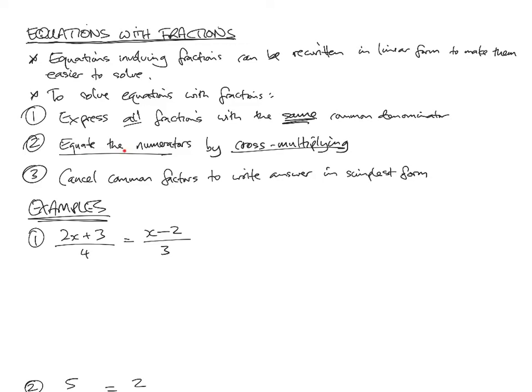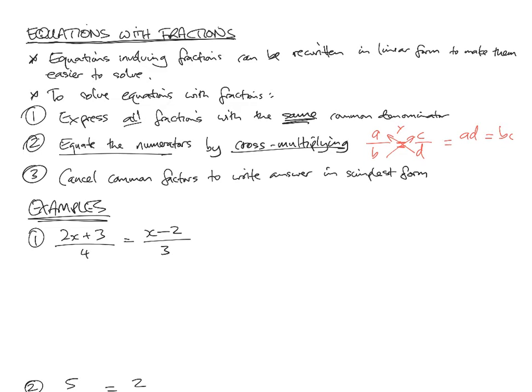Now step 2, equate the numerators by cross multiplying. If you've just got one fraction on one side and a fraction on the other side of the equal sign, you can cross multiply by doing this. So if you've got a fraction, a on b, on one side of the equal sign, and c on d on the other side, to equate the numerators, you cross multiply. You go d times by a and b times by c. So to equate them, you would have AD is equal to BC.